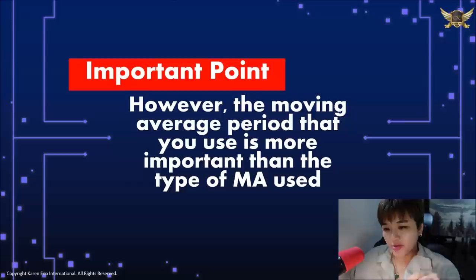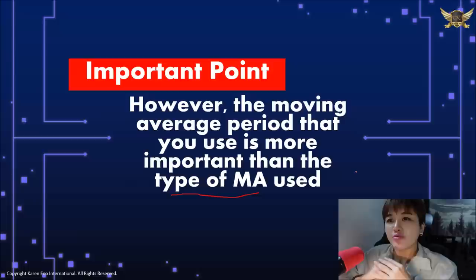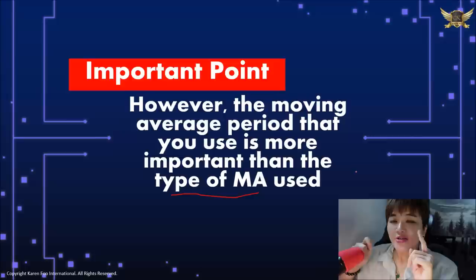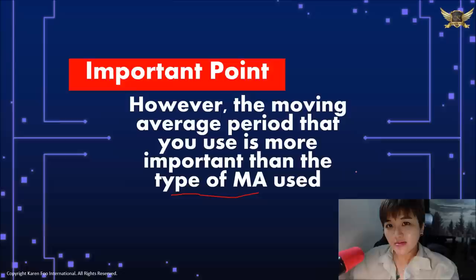Another thing, the moving average period that you use is more important than the type of MA used. If you have a choice to pick between two questions to ask a billionaire trader like George Soros, which one would you ask? Which moving average period should I use, or should I use SMA or EMA? If you have no other choice, is it what moving average period should I use? Or what is your risk management strategy? I would prefer to ask that question if I have a chance to talk to George Soros.